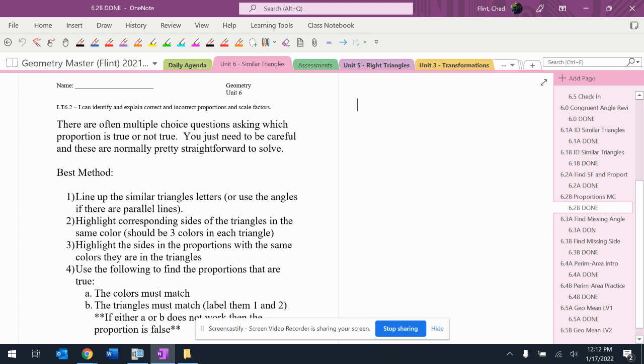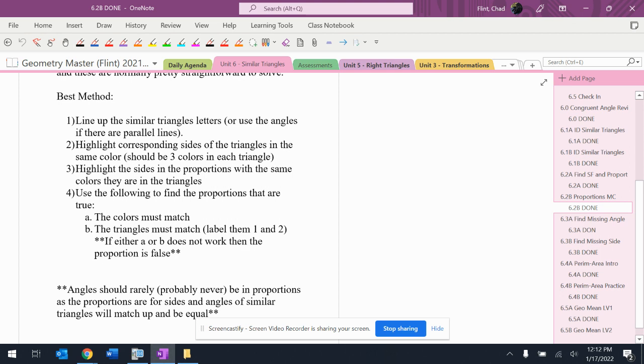All right. So what we're going to do is basically the exact same thing. I'm going to line the triangles up. I'm going to highlight the corresponding sides in each triangle. Then I'm going to go through the proportions and highlight all the sides with the proper color. And what that's going to do is make certain things stick out.